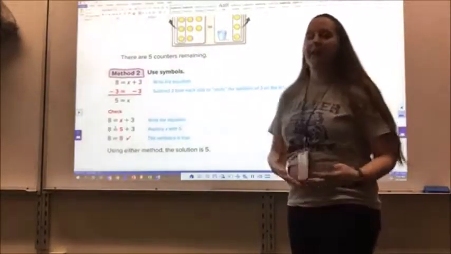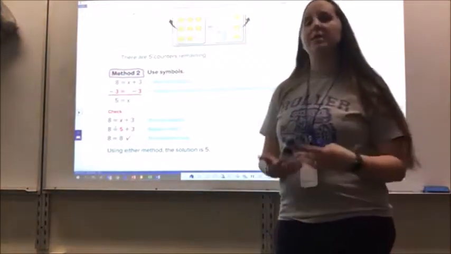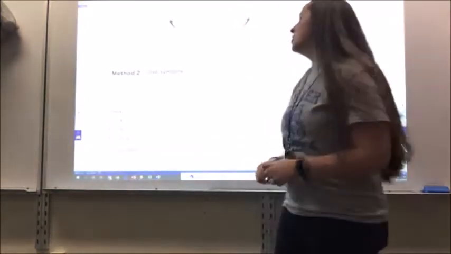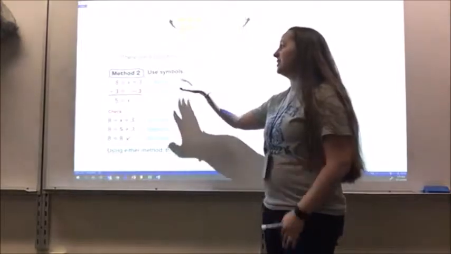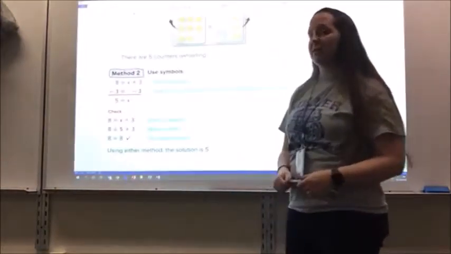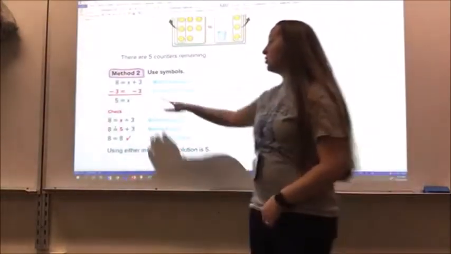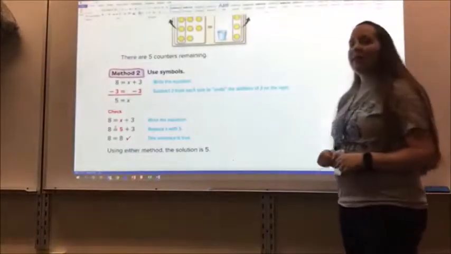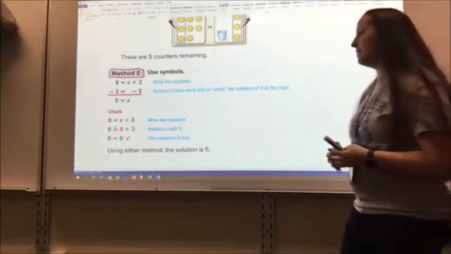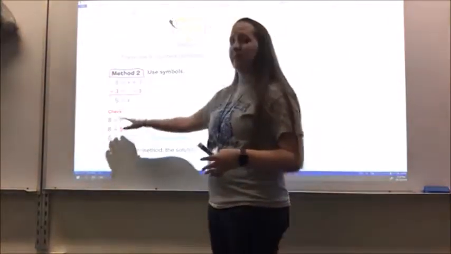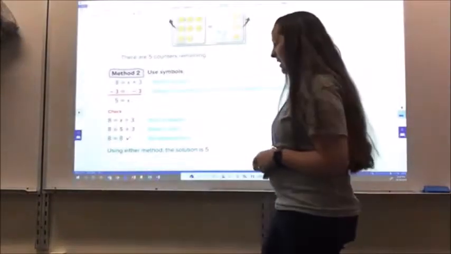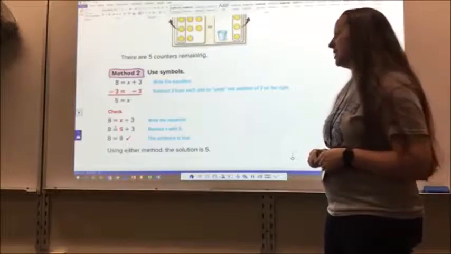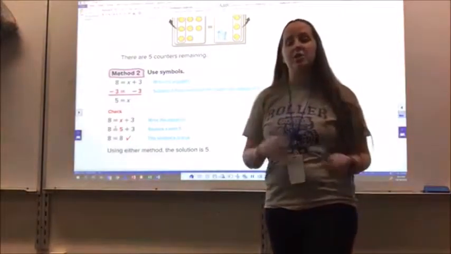The second method that I can use is using symbols, which you'll see more often than not, especially when you get to higher levels of mathematics. So method 2 is using symbols. 8 equals x plus 3. I subtract 3 from both sides. 8 minus 3 equals 5. Then I can go back and double check by substituting 5 back in for my variable. 5 plus 3 does get me 8, which is what I was trying to prove in the first place. So using either method, I get a solution of 5.